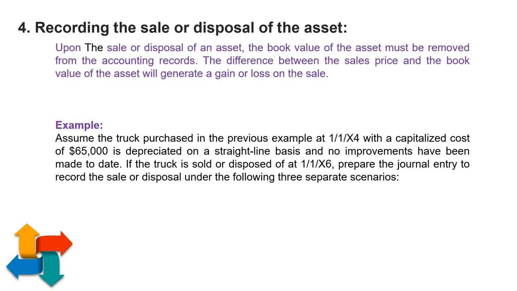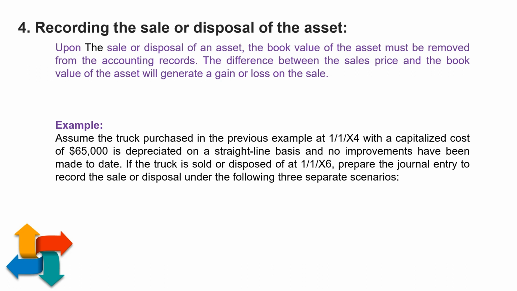Because we're either selling that asset and don't own it anymore, or we're disposing of it and throwing it away. And so upon the disposal or sale of an asset, we're going to remove the book value off of our books. If we sell the asset and receive some compensation or consideration, some price, the difference between the sales price and the book value of the asset will generate for us either a gain or a loss on the sale of that asset.